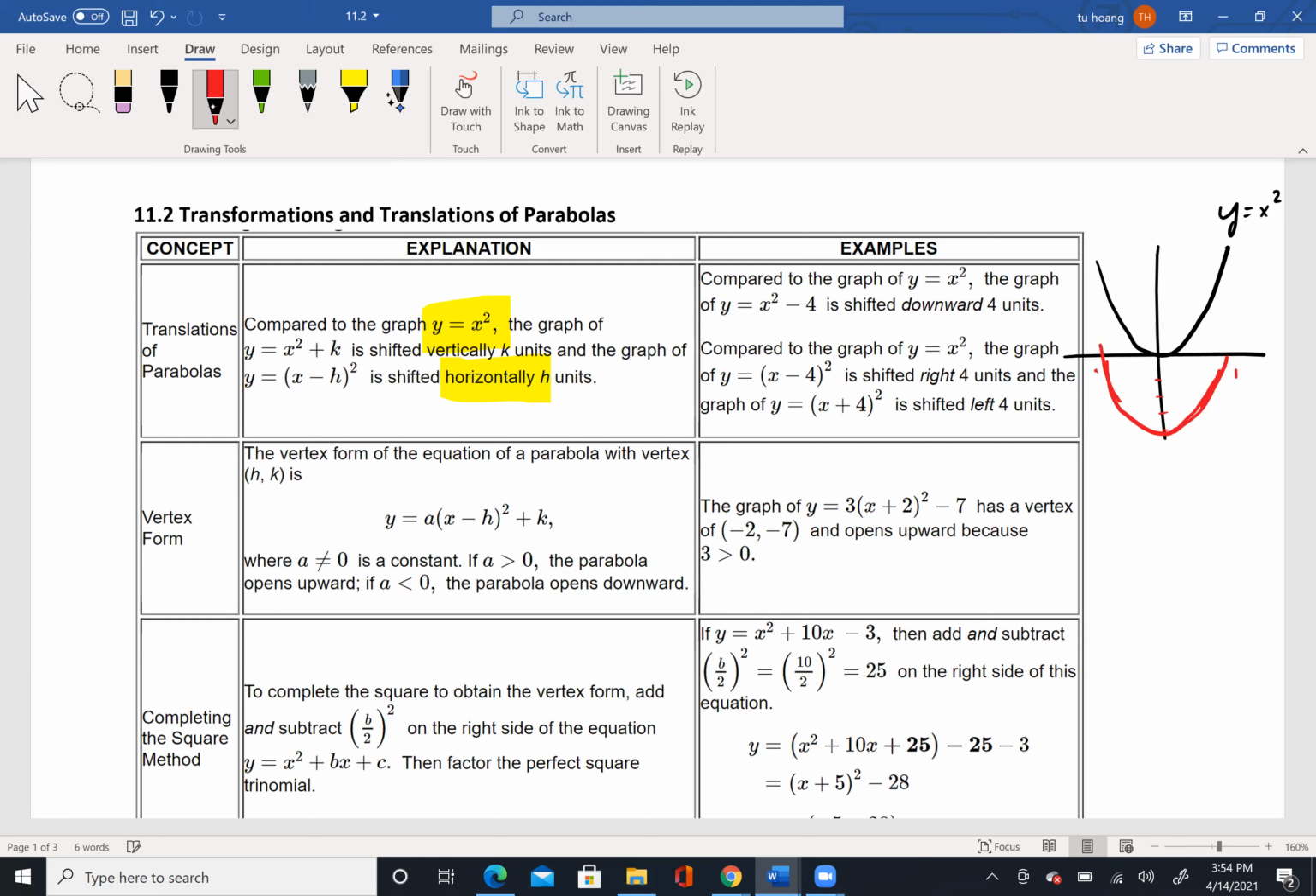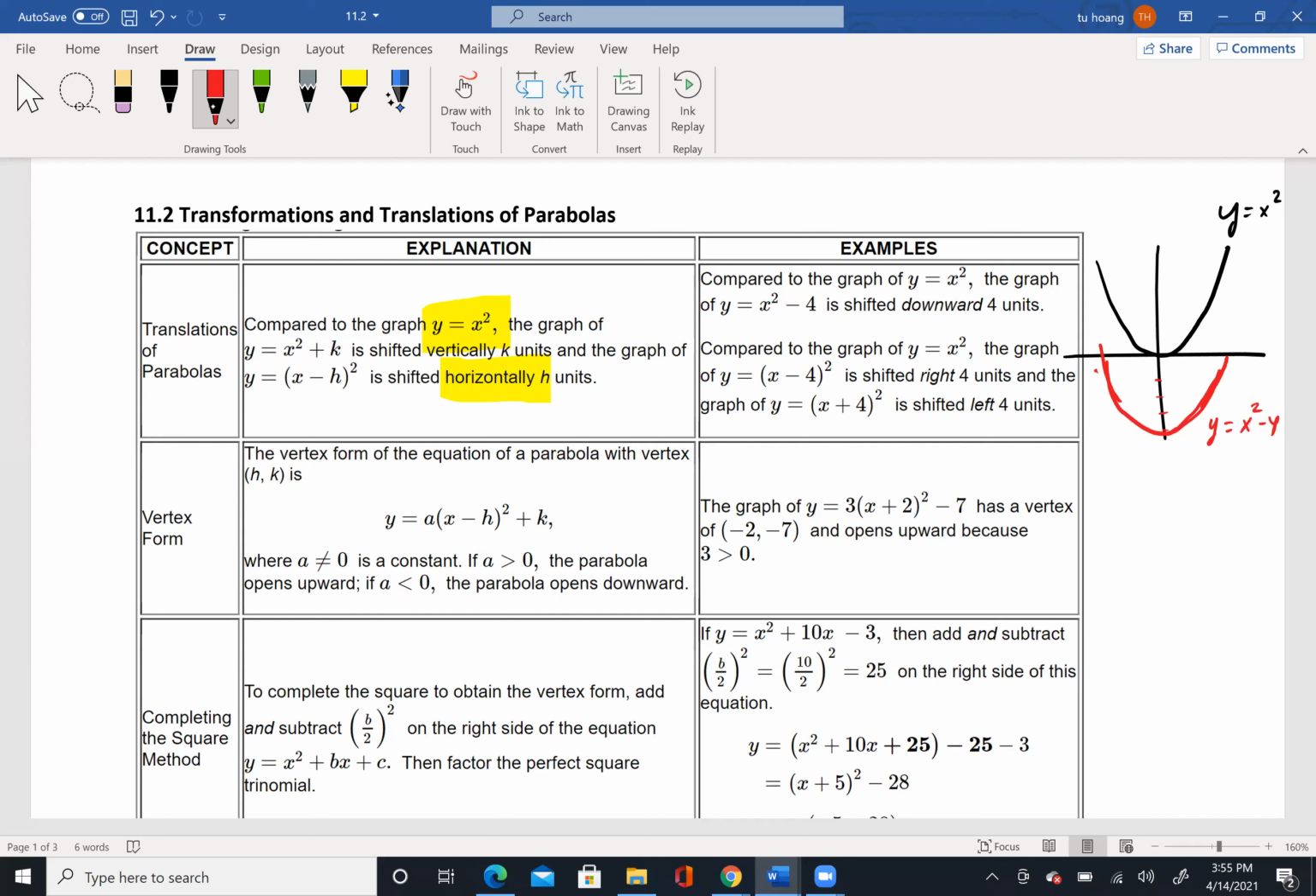this one, y equals x squared minus 4, right? So you shifted downward 4 units to get y equals x squared minus 4.